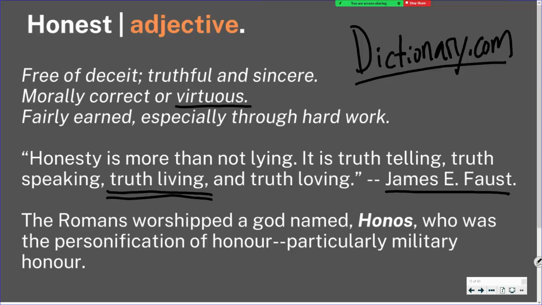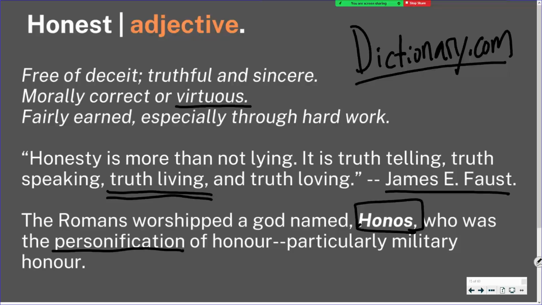And interestingly enough, I love words and the history of words. So the ancient Romans worshipped a god named Onos or Honos. I'm not sure how they pronounce that, but he was the personification of honor, particularly military honor. When you personify something, you are that thing. If you personify honor, then you live so honorably that you just become honor.